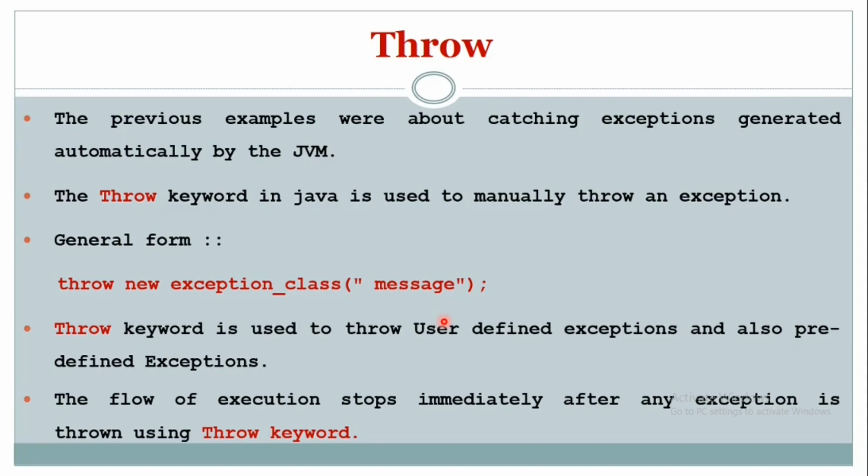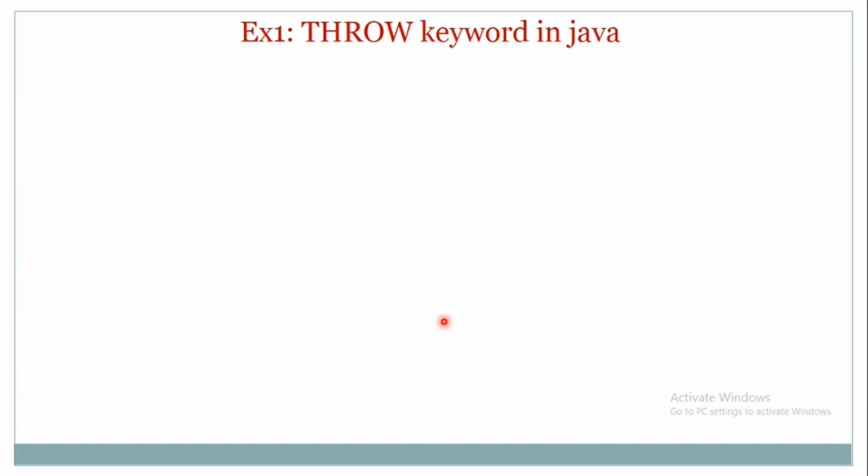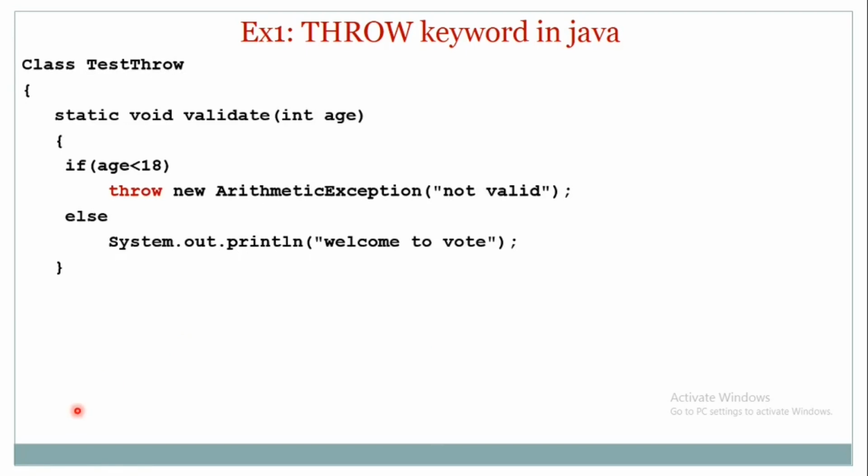Now let us understand this throw keyword with a simple example. Here is an example called class TestThrow, and here is a method, a static method: static void validate, which has a parameter called age. If age is less than 18, it will throw an arithmetic exception. If the value of age is less than 18, it will throw an arithmetic exception.